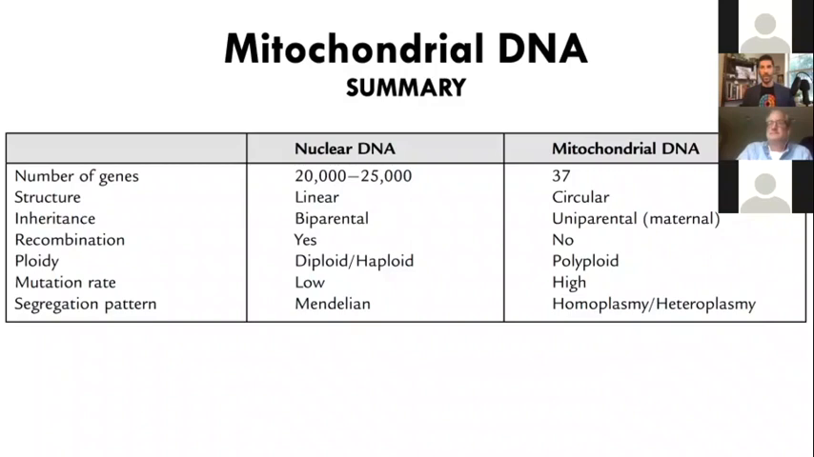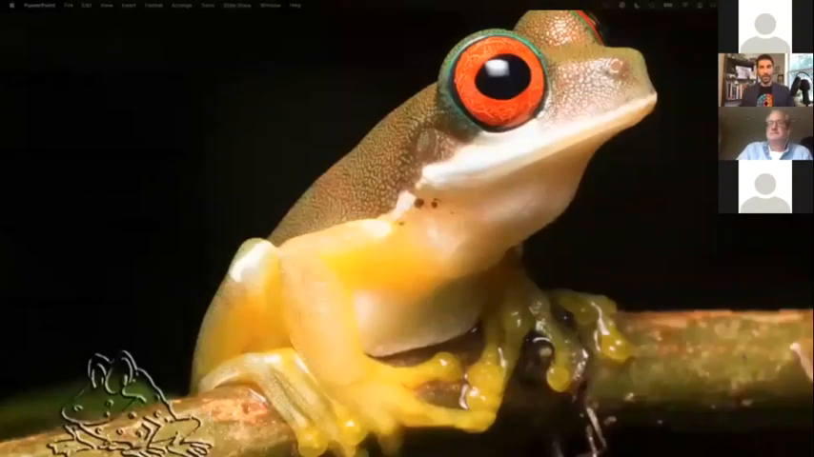Mutation rate is actually much faster in mitochondrial DNA, but we get more years per SNP, and we'll get to that later. So it's more time in between each mutation that we observe. And the segregation pattern is Mendelian for nuclear DNA, but it's this homoplasmy versus heteroplasmy pattern in mitochondrial DNA. Okay, so that's the overview of the molecule, what it does.